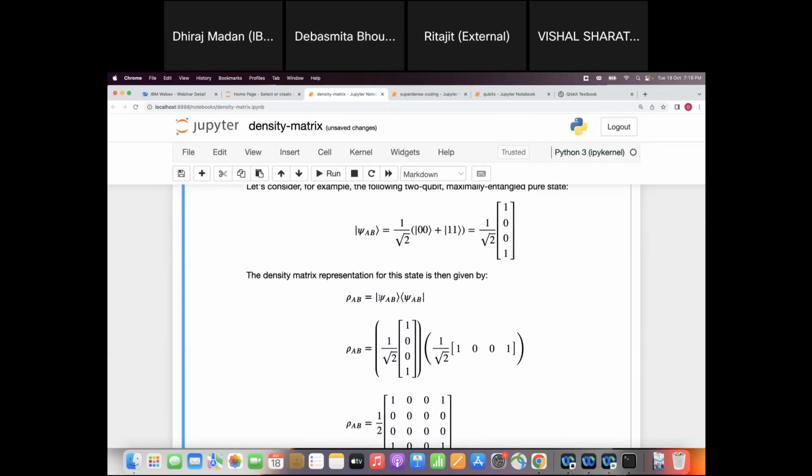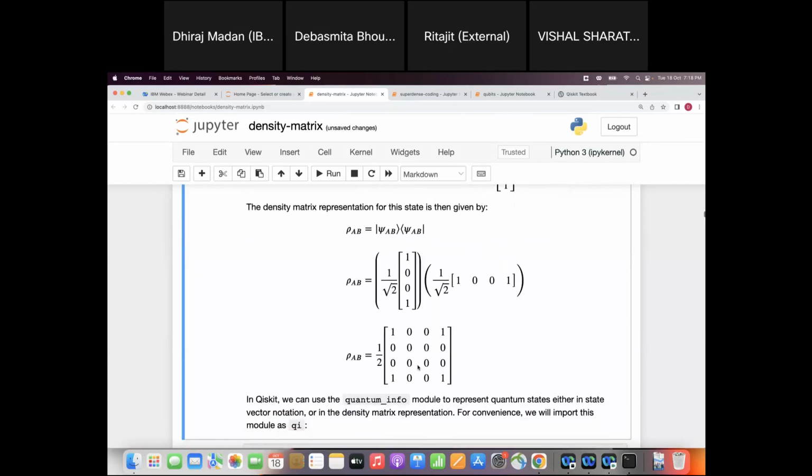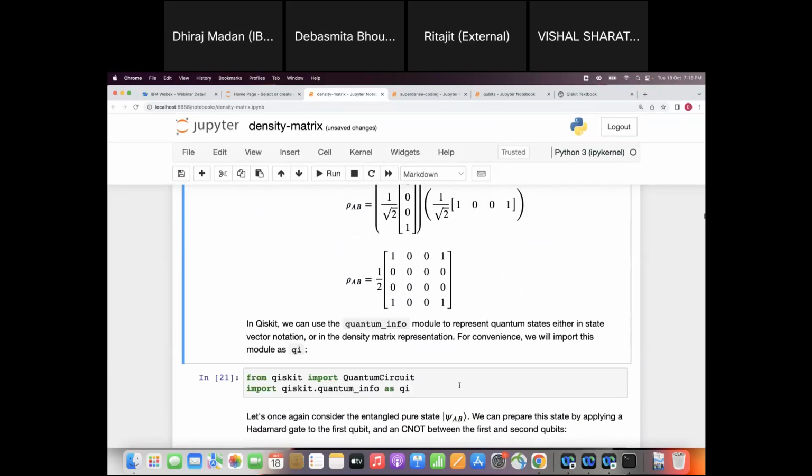And now if you compute ket psi bra psi, you will have to just take the matrix multiplication of this column vector with this sort of a row vector, and what you get is half times this matrix, right? This 4 cross 4 matrix, and there is a 1 at each of the 4 corners. All the remaining entries are zeros.